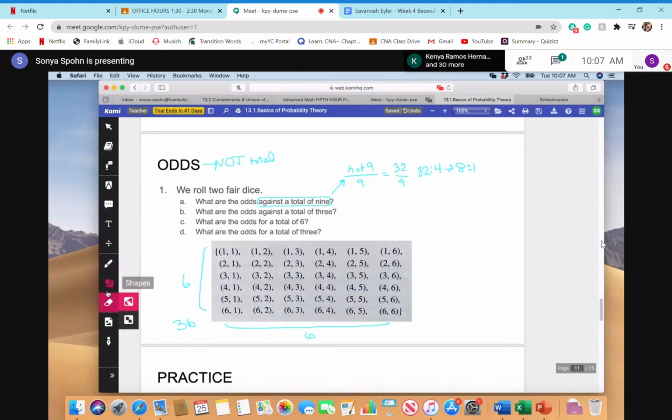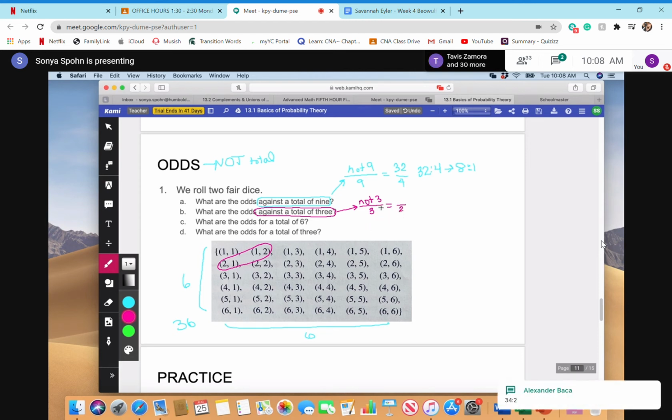See what we got. We are next going to do odds against a total of 3. So if we're going against a total of 3, we are doing not a 3, because that would be against 3s, over all the ones that are 3. So you go through your chart and you find where the sum of 3 is, and that's these 2. So there's only 2 of them that equal a 3. See, there's only 2 that equal a 3. How many others don't equal 3?